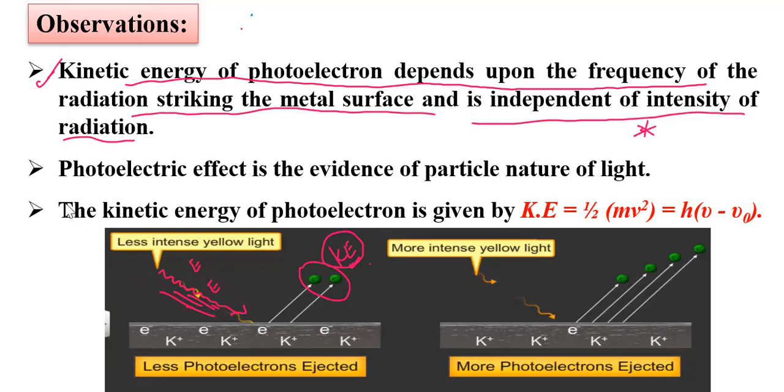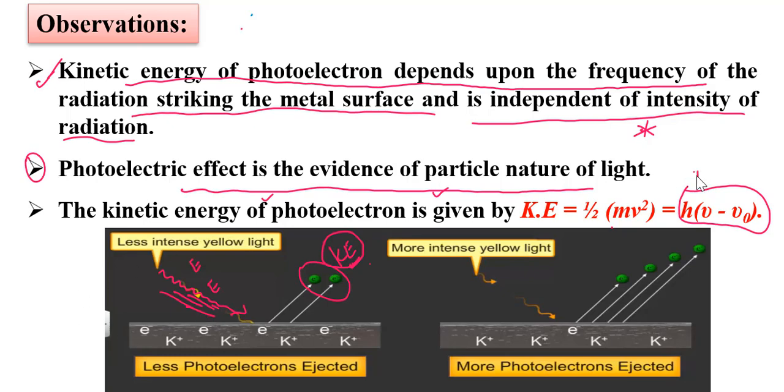Then the photoelectric effect is evidence of the particle nature of light. The kinetic energy of the photoelectron is given by KE equals half m v squared, which equals h into (nu minus nu naught).